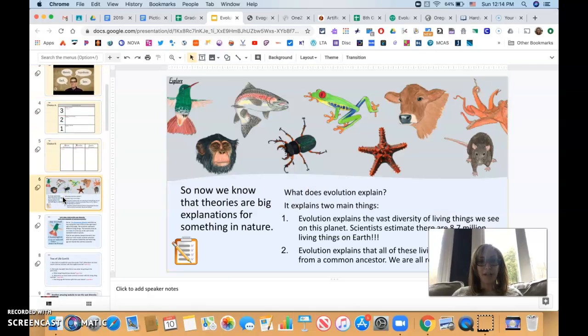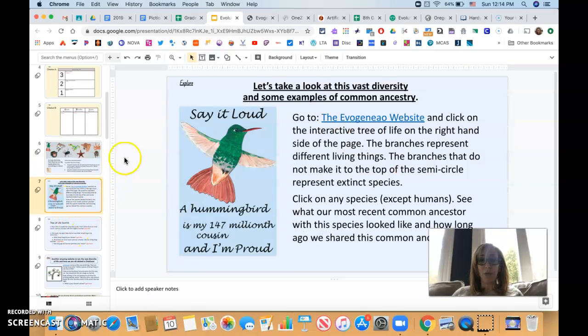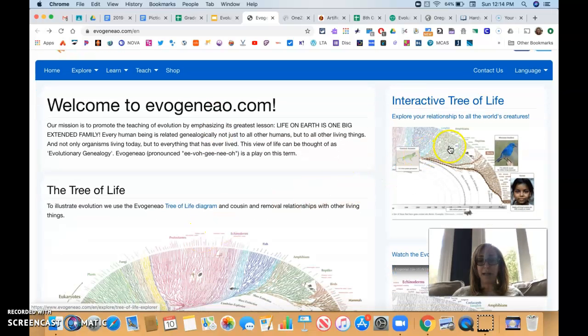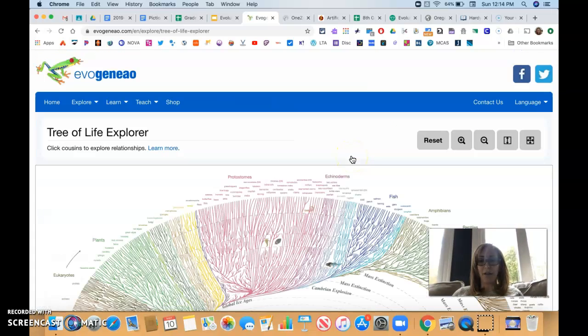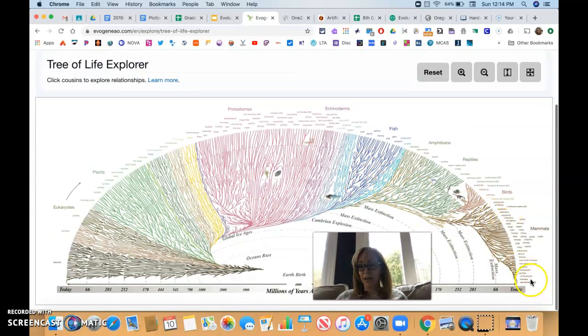Coming up is our first checklist here, and this is about evolution and just some ideas that we know about it. We've got some really cool links here. The Evogeneo website, when you click on it and launch it, you can find out all sorts of things, but this is a pretty comprehensive website that you can take a look at, and humans are all the way down here in the right hand corner. When you interact with that, you can take a look at how we're related and how distantly related we are to different species.